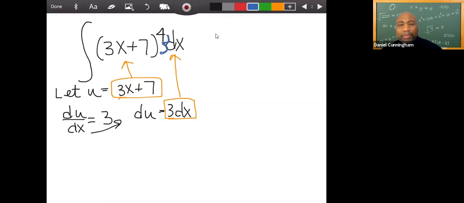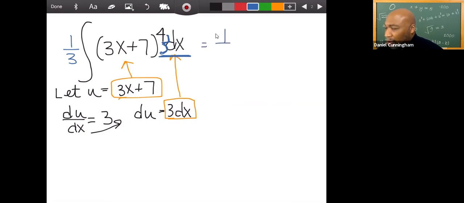But now, to make sure I don't change the problem, I'm going to take the reciprocal of 3 on the outside, which is 1/3. I can only do this with constants. I put a constant in, bam, I force a constant there. But then on the outside, I give the reciprocal of it so I don't change the problem, because 1/3 times 3 is equal to 1. So I really haven't changed the problem. So there's my du. Here's my du.